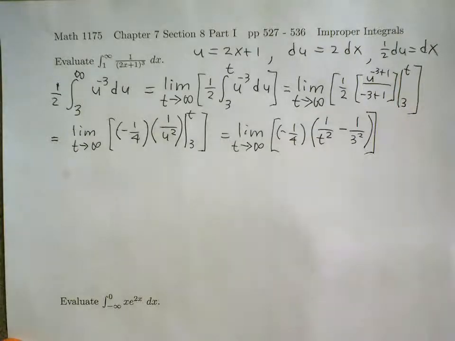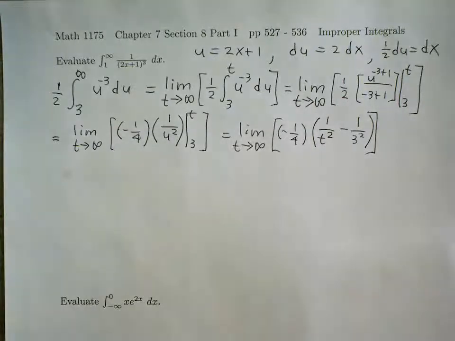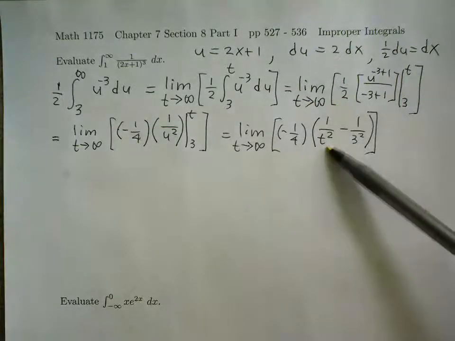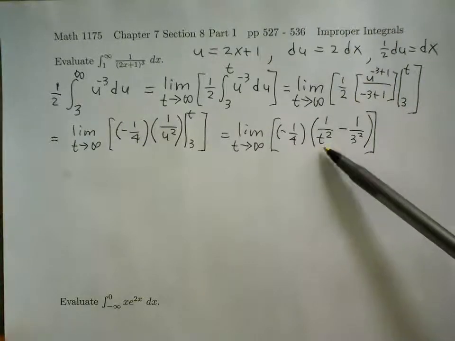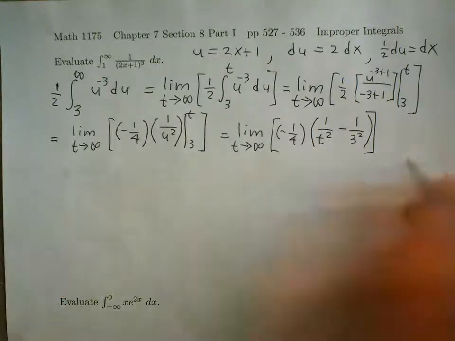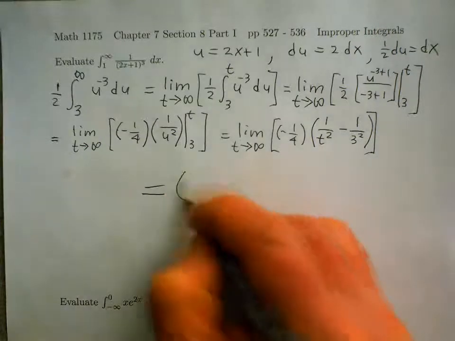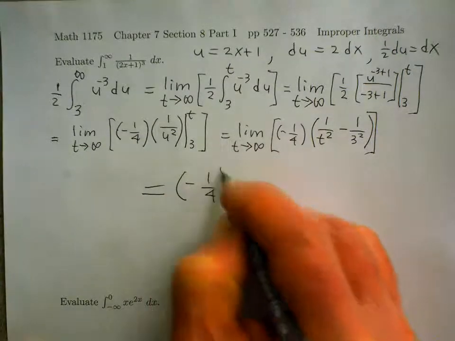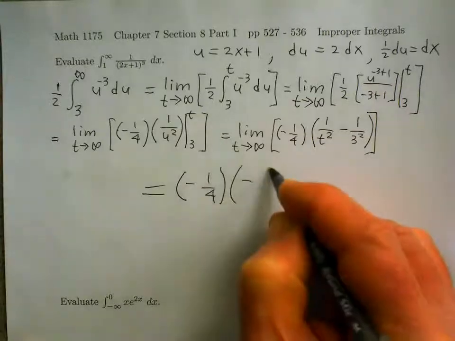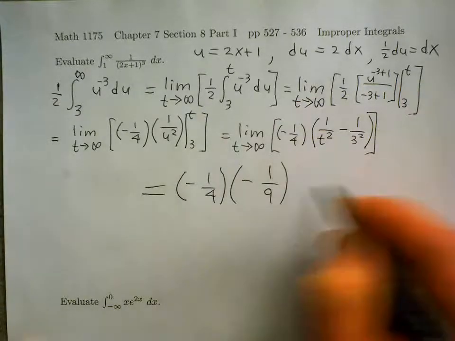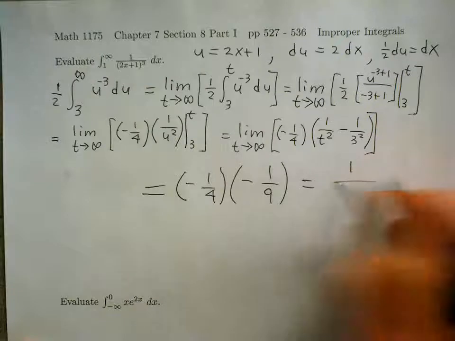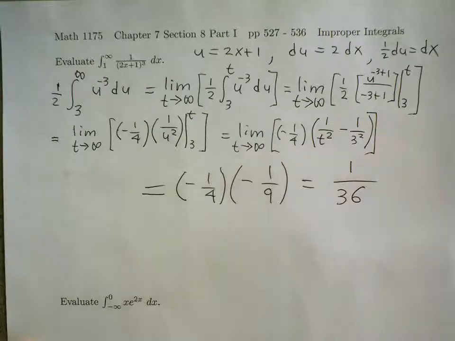And now we can compute the limit. So 1 over t to the second goes to 0. So the value of the limit is negative 1/4 times negative 1/9, or positive 1 over 36.